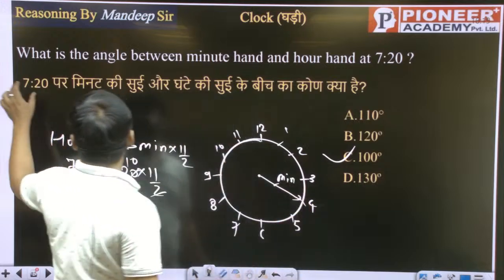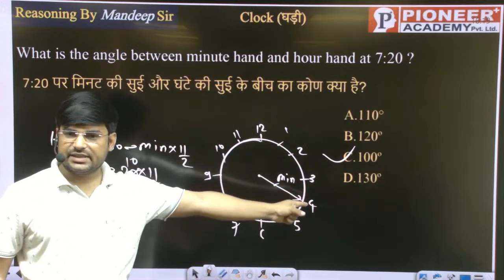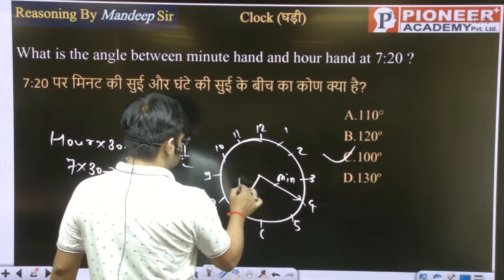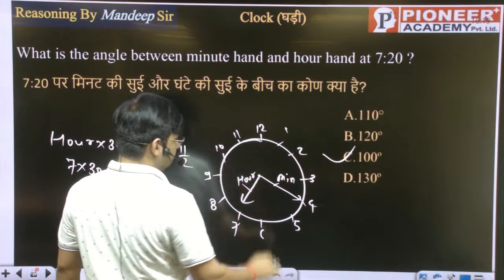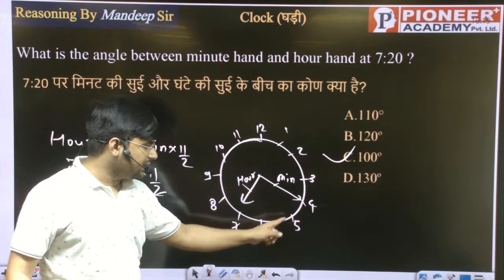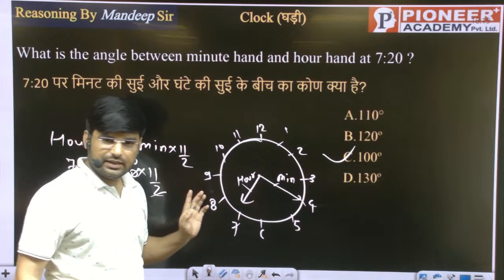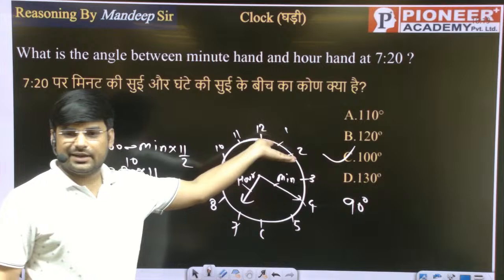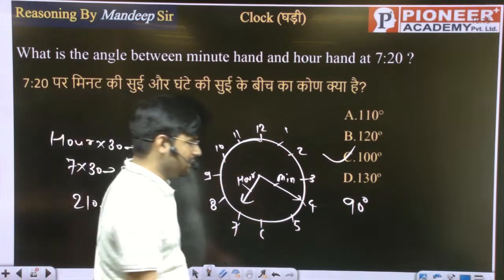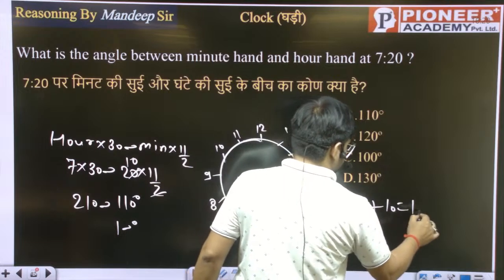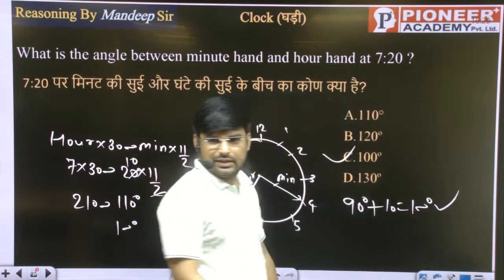If the clock is showing 7:20, the minute hand is at the place of 4, and let's assume our hand is at 7. So what is the angle between minute hand and hour hand? 30, 60, 90. It's a 90 degree. And if you see, the minute hand is before the hour hand, so we will do plus. How many degree? 10. 100 degree. Is it clear?